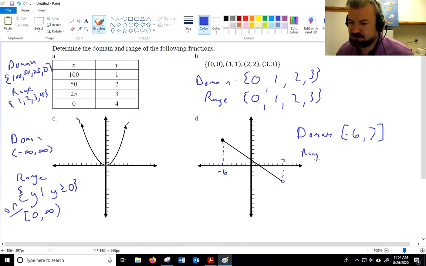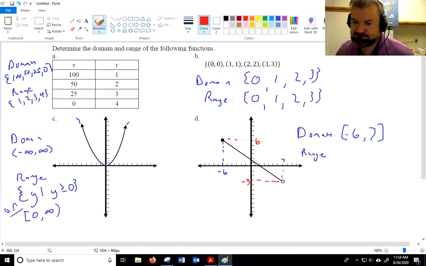And let's take a look at the range. I'm going to make my graph with a different color here. I'm kind of estimating there. It might be a little below negative 3. We'll say negative 3. And this is 1, 2, 3, 4, 5, 6.